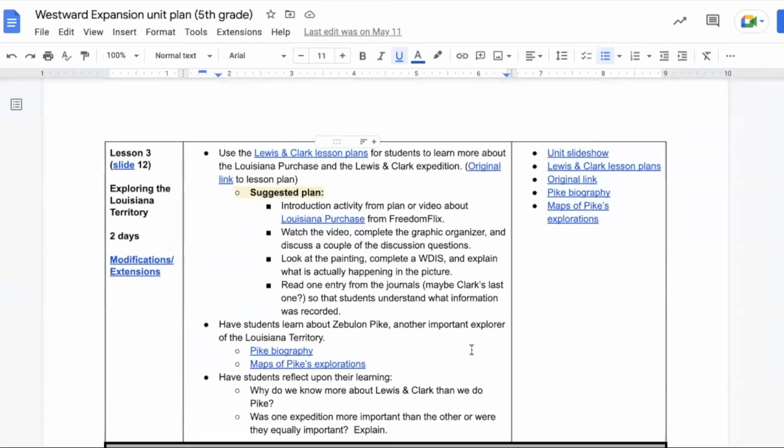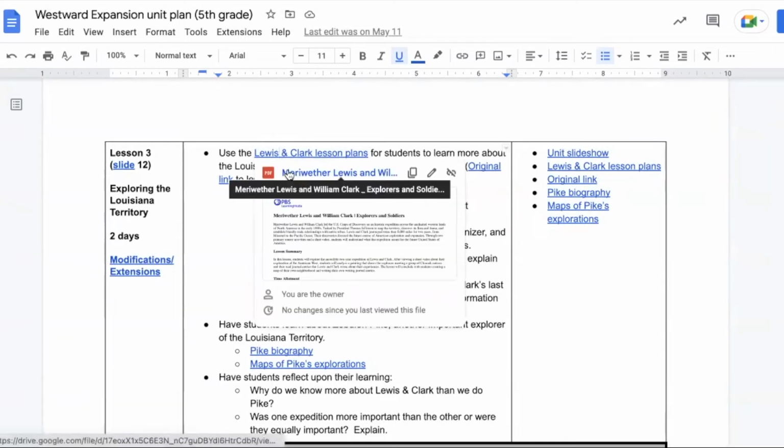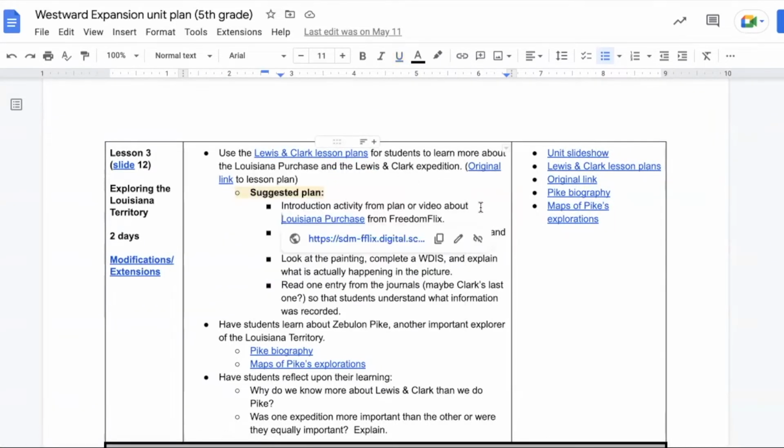In lesson 3, we learn more about Lewis and Clark, and there are some lesson plans available from PBS Learning Media. The lesson plans are pretty heavy, so there's a suggested plan list of using the introduction activity from the plan or the video about Louisiana Purchase from Freedom Flicks. You watch the video, complete the graphic organizer, and discuss a couple of the discussion questions. Then I would move through and look at the painting, complete a WDIS, and explain what's actually happening, and then take a look at one entry from the journals. Clark's last one would be a good one, so that students can understand what type of information was recorded.